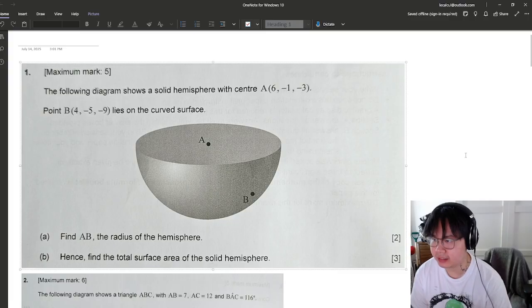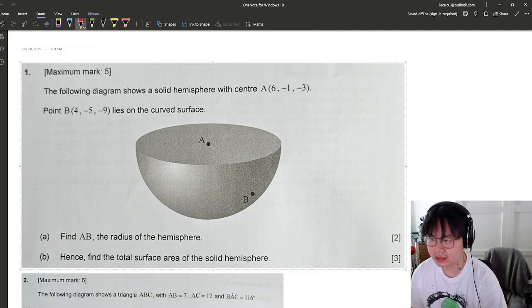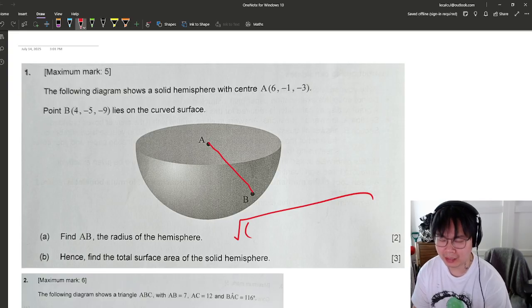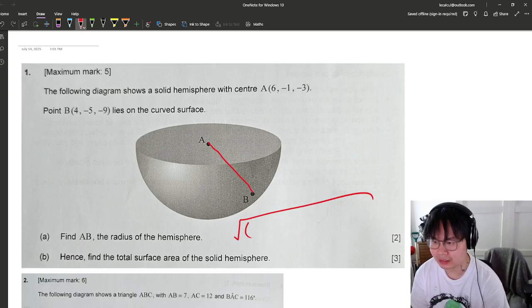Okay, we have a diagram. Here's A in the center, B is on the outside. Then we need to find the radius, so that's pretty straightforward. We just need to find this distance from A to B. So this is just Pythagoras, essentially. There's a formula in your formula booklet. You essentially just subtract the x values, square them, you add the y values, and so on and so on.